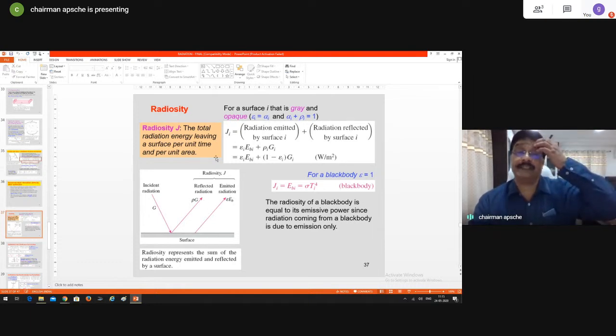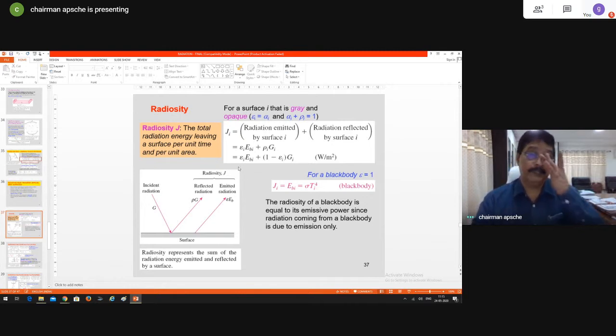So for radiosity I use the symbol J, and for irradiation I use the symbol G. Both are defined in watts per meter square, meaning per unit area. So radiosity is radiation emitted by a surface plus radiation reflected by a surface. What is radiation emitted by a surface? Just now I have explained. It is epsilon E_B,i. What is radiation reflected by the surface? It is rho G_i. Rho is 1 minus alpha, and from Kirchhoff's law, 1 minus emissivity. So that's how I define it.